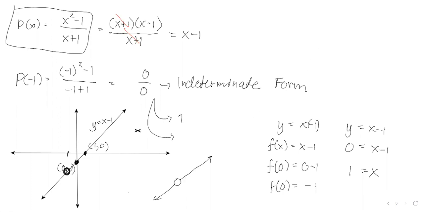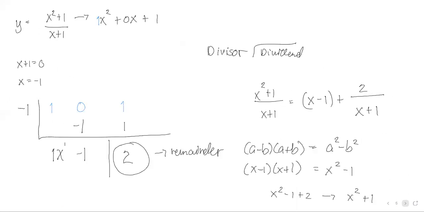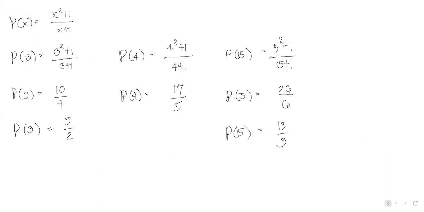So, ayan. Sasagot na natin yung tanong. Identify whether the graph forms a straight line or a curve. Of course, it's a curve. Diba? Hindi naman siya straight line. Pero kung yung kanina, yung tanong, straight line siya pero may butas. So, pwede hindi natin matawag na straight line kasi need mo iangat yung pen. And that's it.